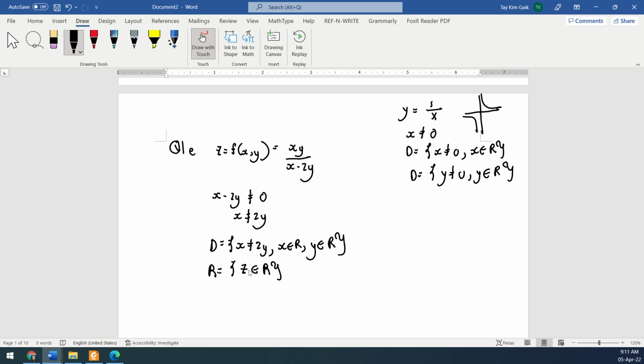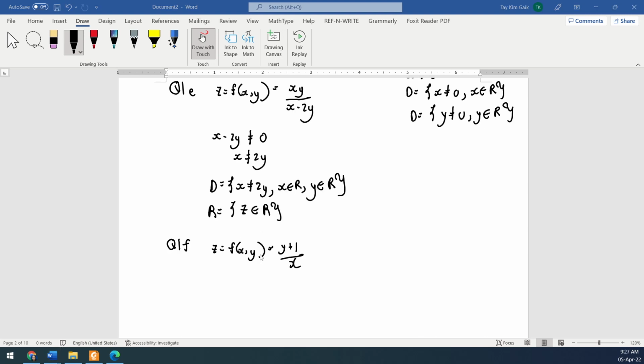So the range is actually z is a member of real number. Okay, this is question 1E. So z is f(x,y) equal to y plus 1 over x. Okay, Tasharini, for a quotient function like this, for the denominator you have to set what? The denominator is x. So can x equal to 0 or not?